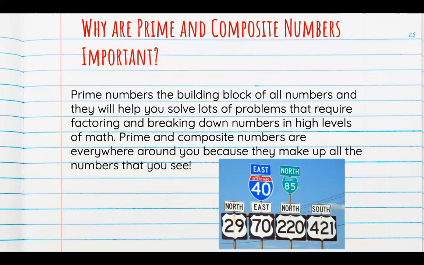So you may be asking why prime and composite numbers are important. Prime numbers are the building blocks of all numbers, and they will help you solve lots of problems that require factoring and breaking down numbers in high levels of math. Prime and composite numbers are everywhere around you because they make up all the numbers that you see. They are important because they are the formation and structure of all numbers, and you will see them for the rest of your life.